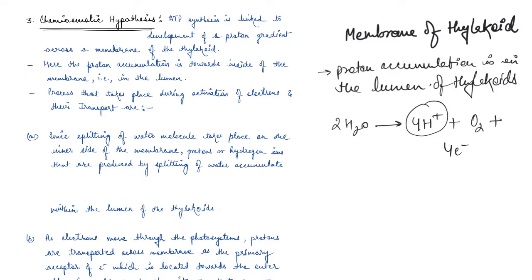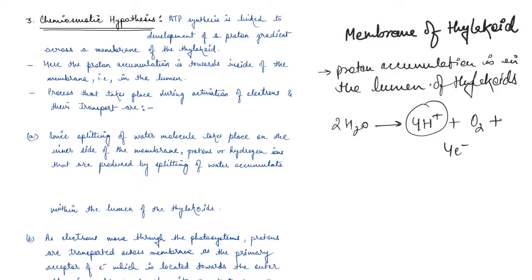After that, what happens? Electrons move through the photosystems, right? First it moves to photosystem 2, and then from there it moves to the electron transport chain, and then from there it moves to photosystem 1. When the electron moves through the photosystem, these protons are transported across the membrane, right?